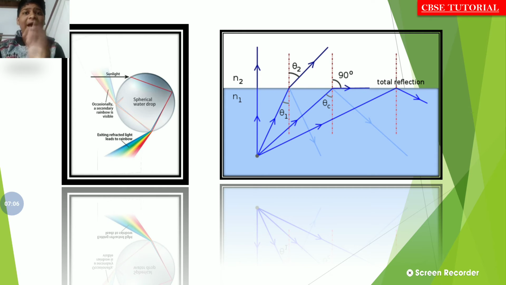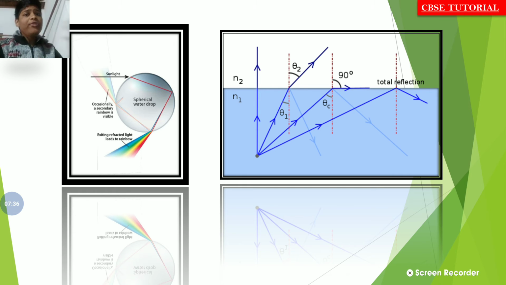If the angle of refraction is 90 degrees for an angle of incidence, that specific angle is called the critical angle. That specific angle is called the critical angle, which is represented here by the letter theta c. Okay, now what I had done is, till now I had increased the angle of incidence.